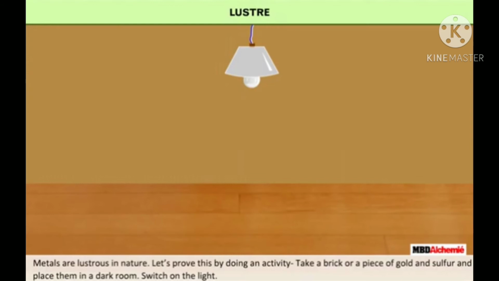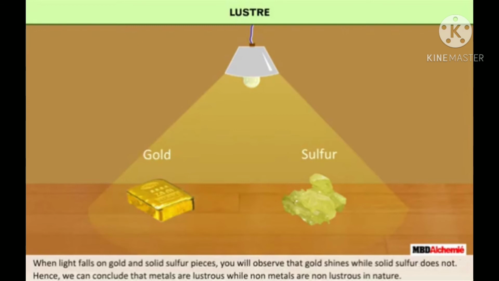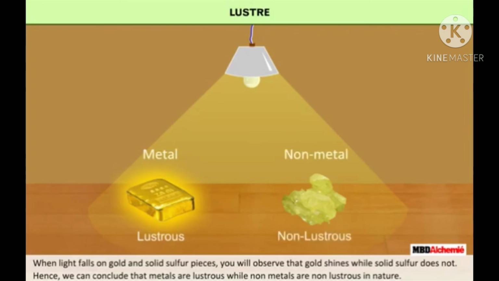Let's prove this by doing an activity. Take a brick or a piece of gold and sulfur and place them in a dark room. Switch on the light. When light falls on the gold and solid sulfur, you will observe that gold shines while solid sulfur does not. Hence, we can conclude that metals are lustrous in nature while non-metals are non-lustrous in nature.